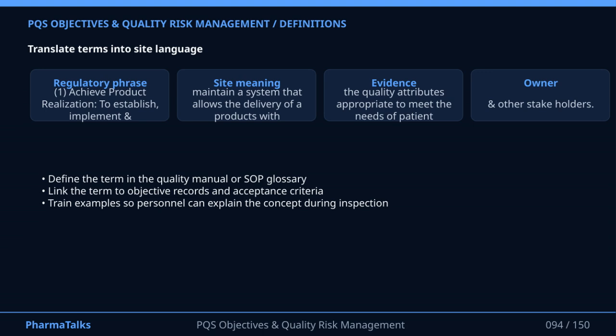It's crucial to translate regulatory terms into the site's language to ensure clear understanding. This means defining terms clearly in the quality manual or SOP glossary, linking these definitions to objective records and acceptance criteria, and providing training with real examples. This way, staff can confidently explain these concepts during inspections. Essentially, clear communication and thorough understanding of PQS objectives help maintain product quality and regulatory compliance effectively.